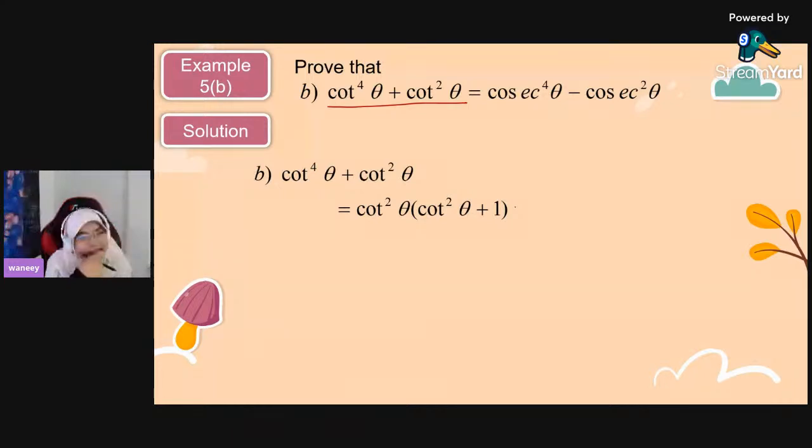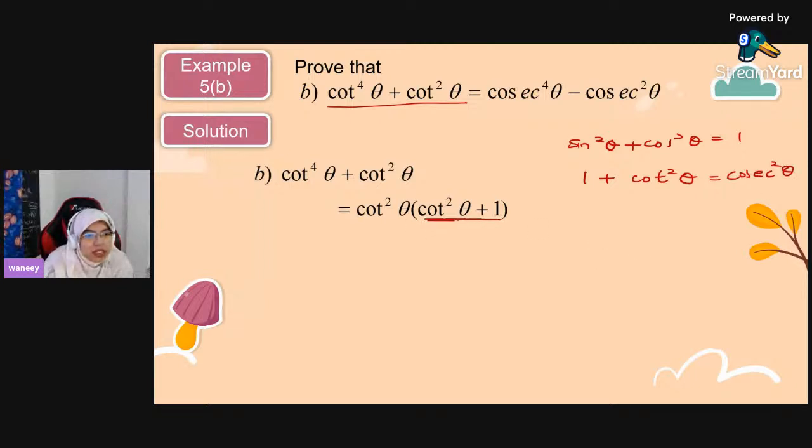But I do think that cotangent square theta plus 1 is something that is quite well known. It is actually one of the identities, but never mind. Let us try to derive it. Sine square theta plus cos square theta is equal to 1. I want cotangent, so let us divide everything by sine square. Sine over sine is simply 1. Cos over sine is cotangent square theta. 1 over sine is cosecant square theta. So that means I can replace cotangent square theta plus 1 with cosecant square.